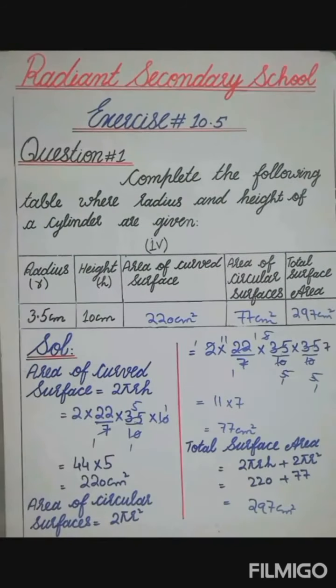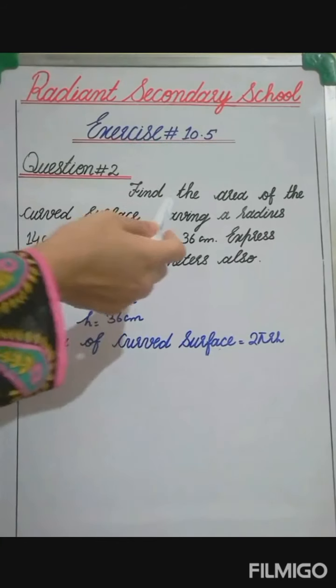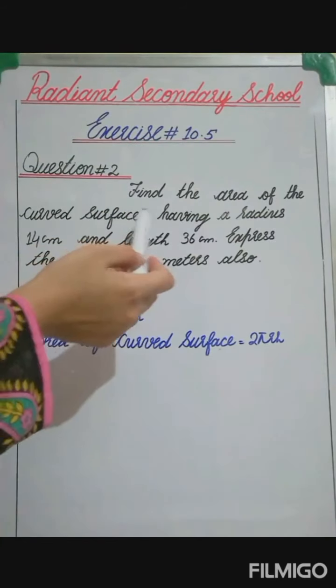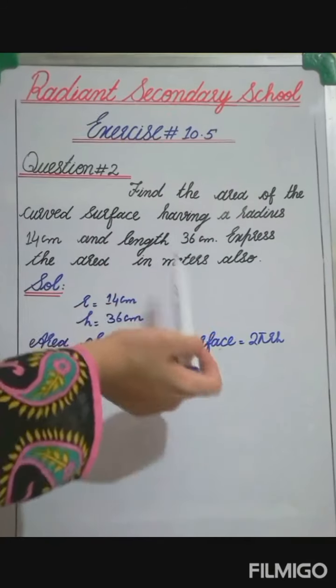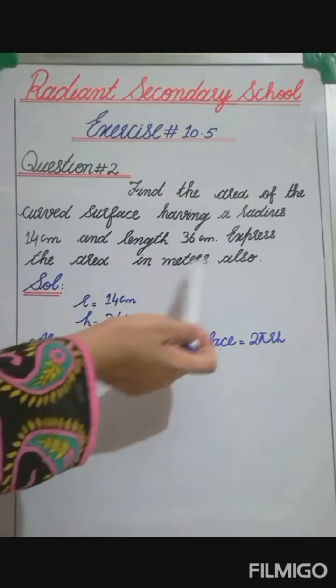Students, question number 1 has 4 parts. I have done part number 1 and 4 for you. Now remaining parts you have to do by yourself. Next, question number 2 is: find the area of the curved surface having a radius 14 cm and length 36 cm. Express the area in meter also.